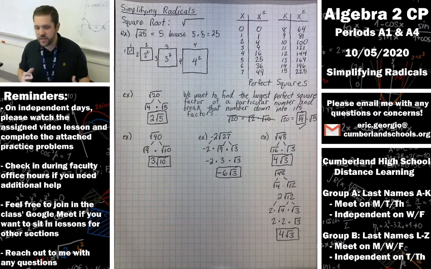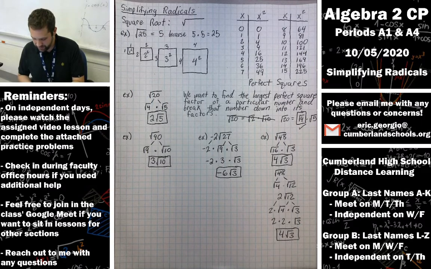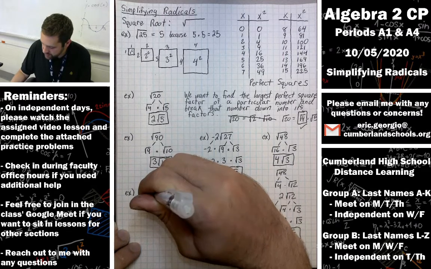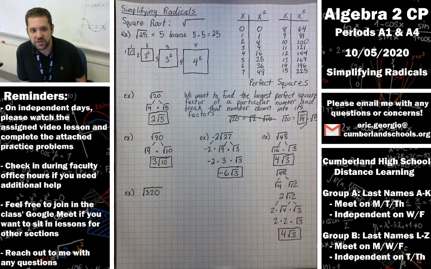Now, what if you're dealing with a number that you're unfamiliar with? What if you're dealing with some number and you don't know what the biggest perfect square factor is of that number? Well, that's where we have these handy dandy things, calculators, that can help us out quite a bit. So what if I have the square root of 320, and I'm asking you to break that down. What's the biggest perfect square factor? Well, you might not know off the top of your head what the biggest perfect square factor of 320 is. If you did, that would be pretty cool.